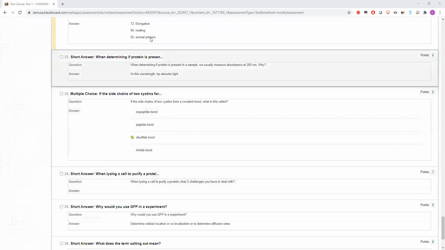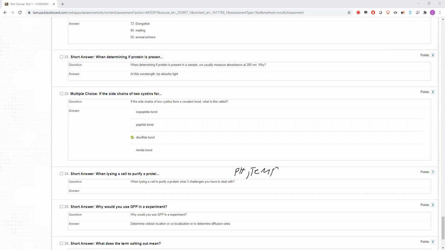When lysing cells, what are 3 challenges? pH, temperature. You have to keep the pH around 7, so a buffer will do that. Temperature: too warm a temperature will denature your protein, so you need to keep it on ice. Enzymes that can destroy your protein, so you just add different reagents to stop those enzymes. You can also talk about contamination if you wanted to, so you just have to make sure all your equipment is sterile.